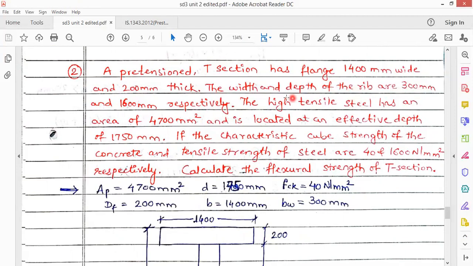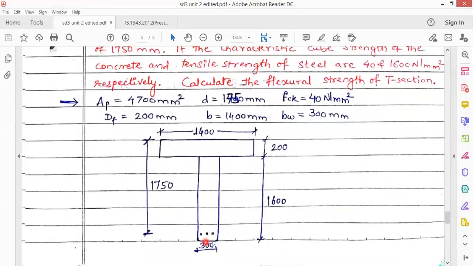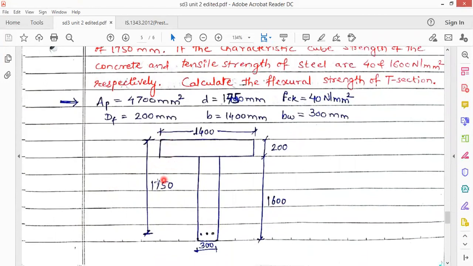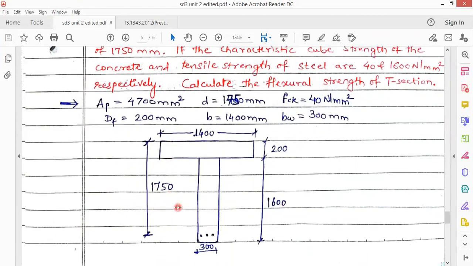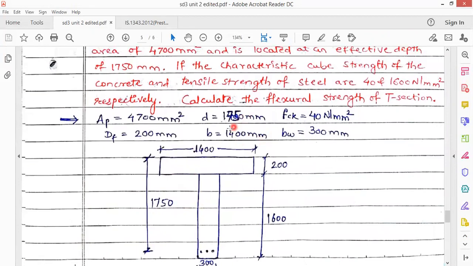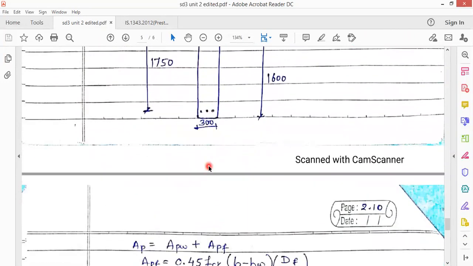So the dimensions are given here. Width of the rib or the web is 300 mm, and depth is 1600 mm, and effective depth is given, it is 1750 mm. And the characteristic cube strength of concrete and tensile strength of steel are given, that is FCK and FPU. FCK is 40, FPU is 1600 Newton per mm square. So I will note down all these things, and web width is given. All the parameters are given, and we'll now go for the solution.